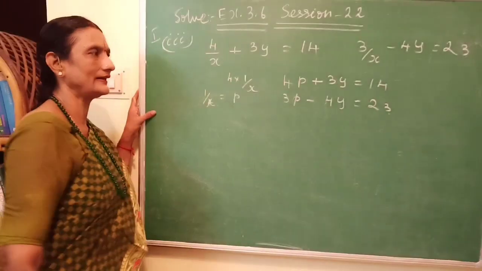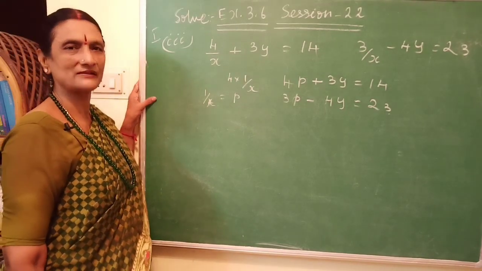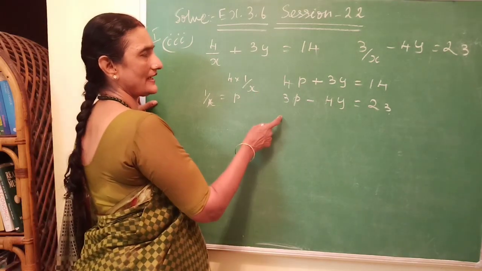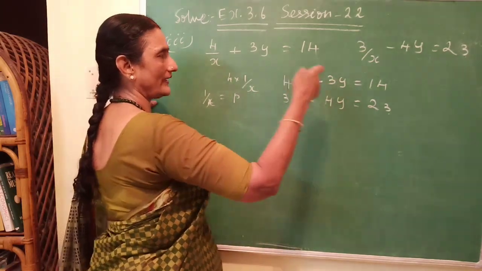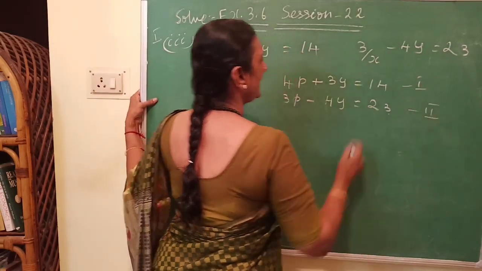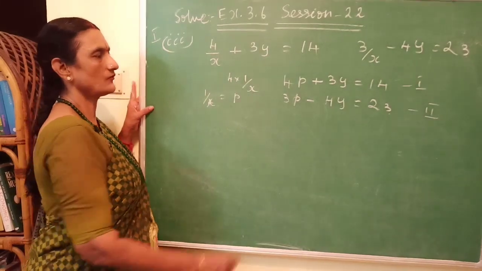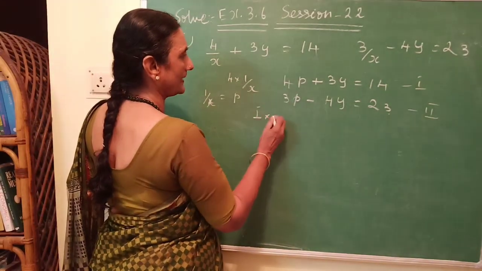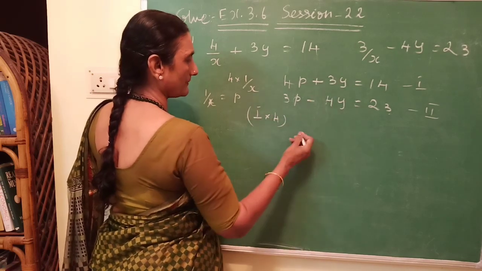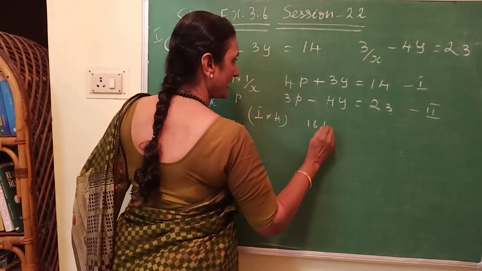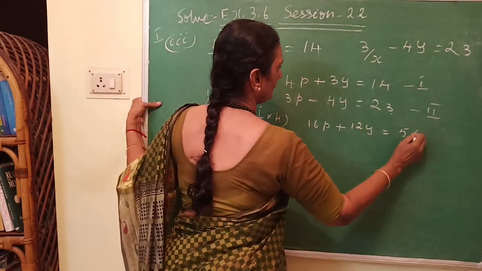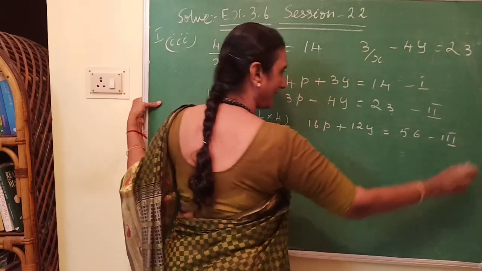Now if you look at this, again the elimination method only is going to be simpler, because 4 and 3 LCM is 12 and 3 and 4 here also the LCM is 12. So I am choosing to eliminate the variable y. So first equation I am multiplying by 4. If I multiply by 4, I will get 16p plus 12y is equal to 14 4s are 56. That is equation 3.